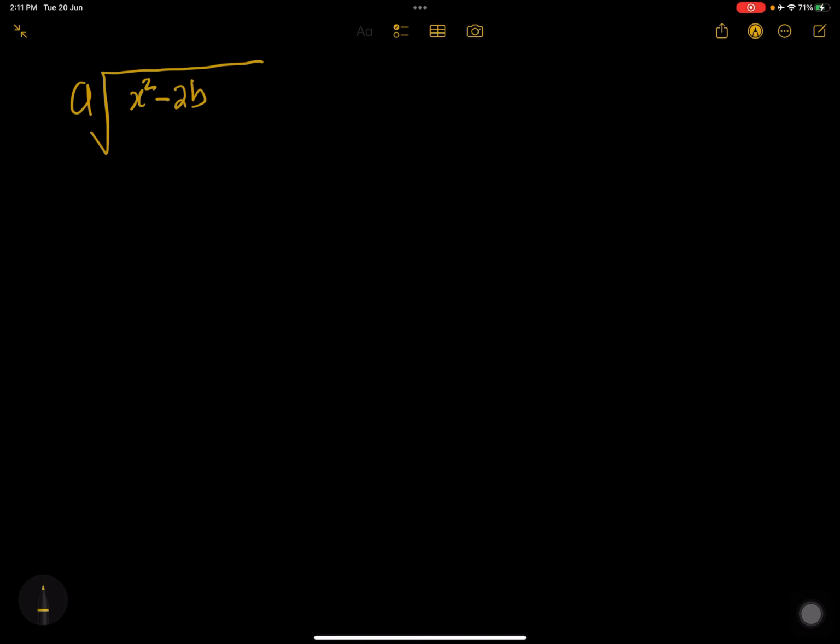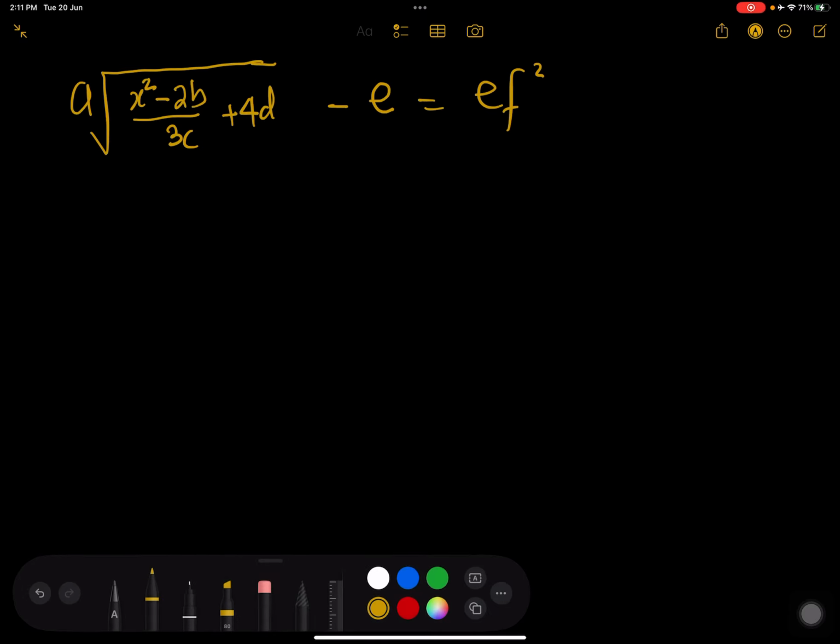We have a multiplying by this whole square root of (x squared minus 2b) divided by (3c plus 4d), like this. And there's a minus e here, and it's equal to ef squared. I know, this looks a little scary. But don't be scared. Don't feel scared at all, because that's the goal of this class, to make math enjoyable and comfortable.